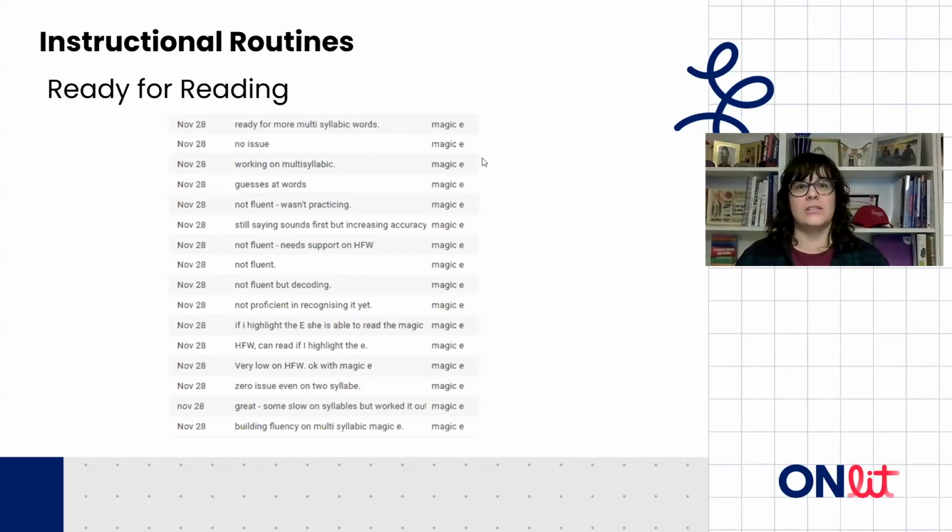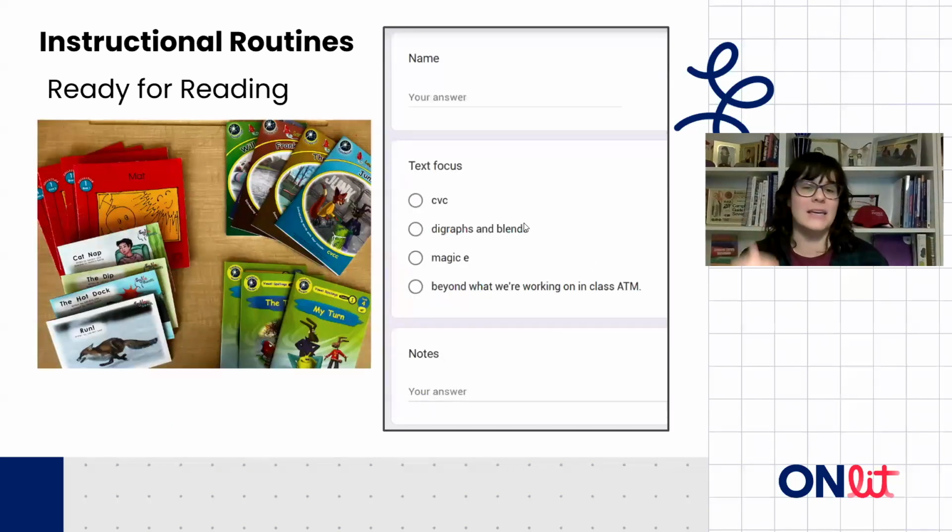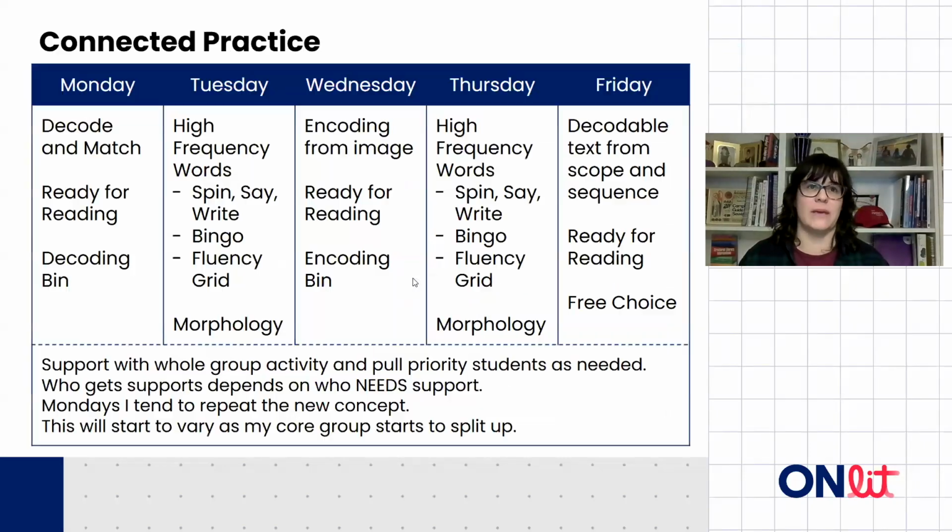You can see here on this text focus, I can continue to adapt this as we have more skills. As we're moving on, I can keep track of where the kids are at. So this has been a really great game changer for me.